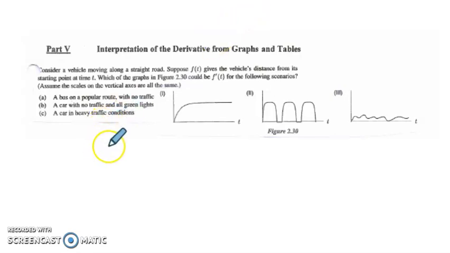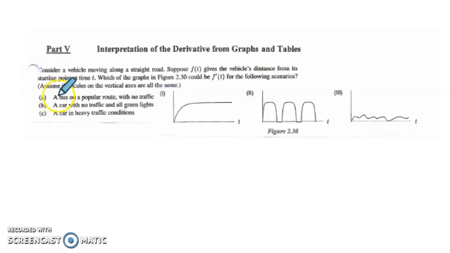And here we are on part 5, in which we are interpreting the derivative from graphs and tables. So here we have 3 graphs, and you're told that f of t is the vehicle's distance from the starting point. Now, which one could be the derivative, meaning it gives the velocity of the vehicle moving along the road on each of these graphs?